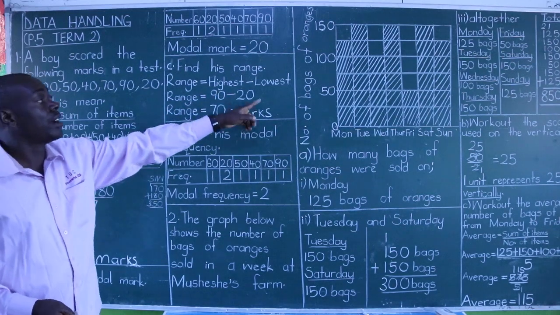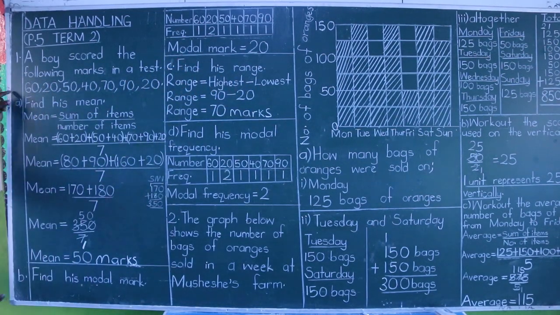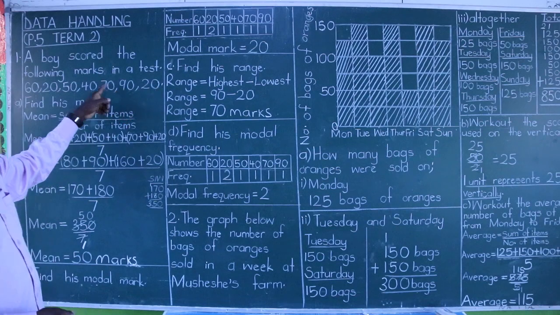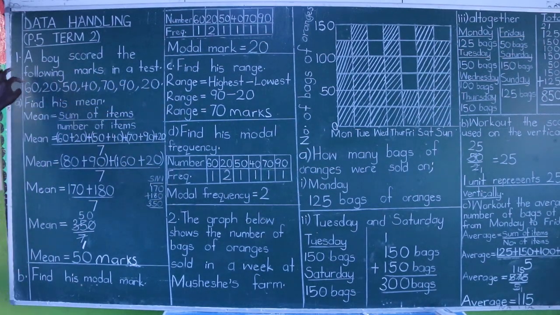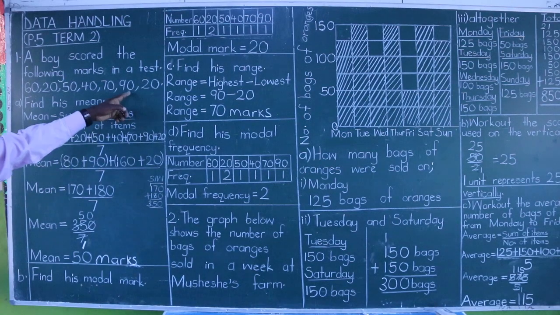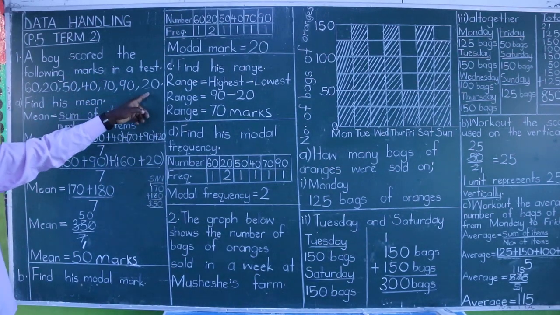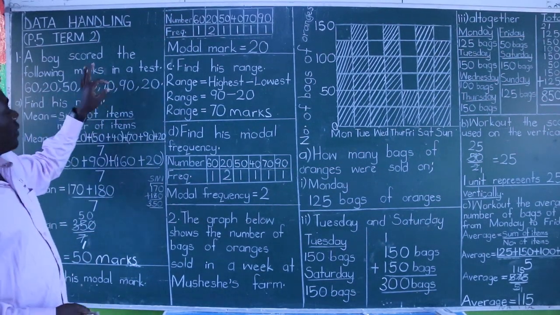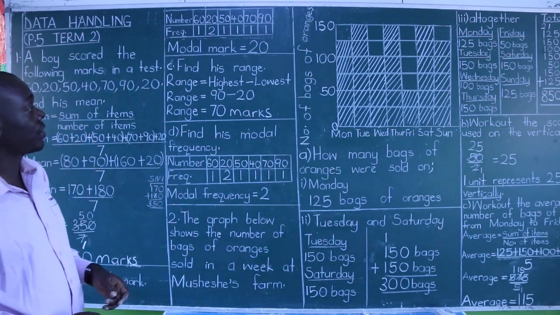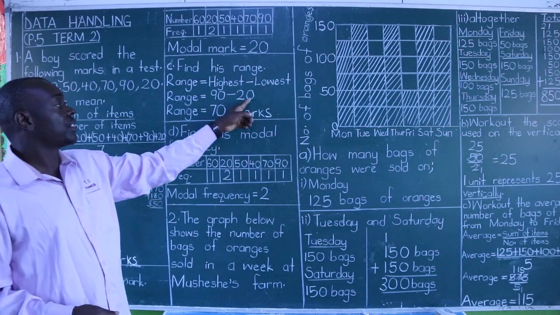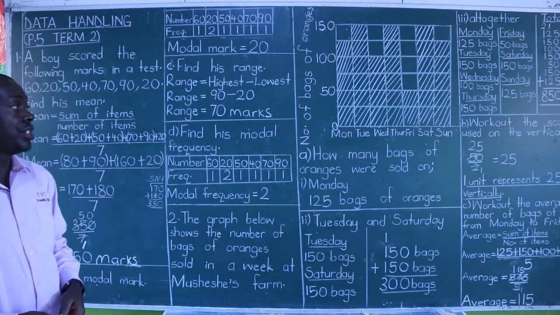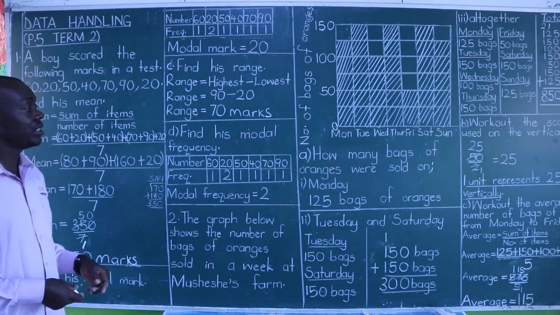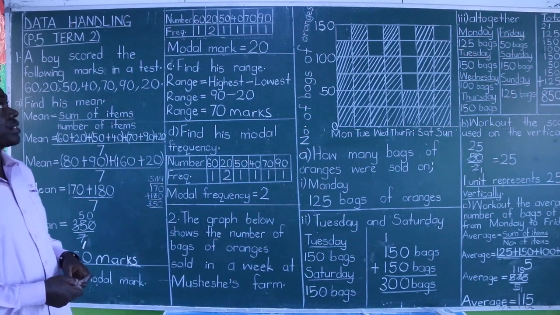So the highest score among the marks was 90 and the least one was 20. Please choose accordingly. Ensure the highest is the one you have chosen and the least or lowest is the very one. So I've got 90 and 20, which are in the place of the highest and the lowest respectively. So you write range is 90 minus 20. So range equals 70 marks.